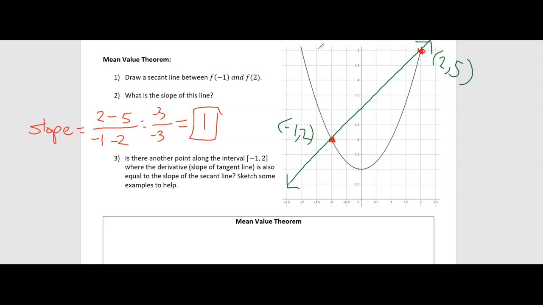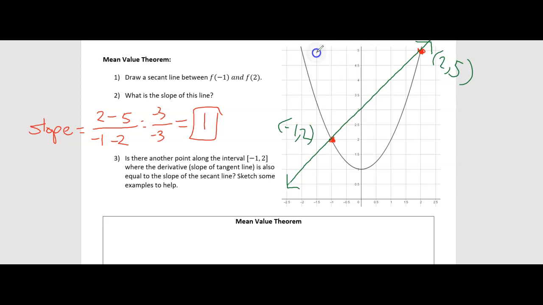So number 3 says, is there another point along the closed interval negative 1 to 2, where the derivative is also equal to the slope of the secant line? Sketch some examples to help. So pause the video, see if you can find a point where if you drew the tangent line through it, and I would encourage you to go ahead and sketch a tangent line, or a couple of them, where it has the same slope as that secant line that we drew. So can you find a spot where the tangent line looks similar to that secant line?